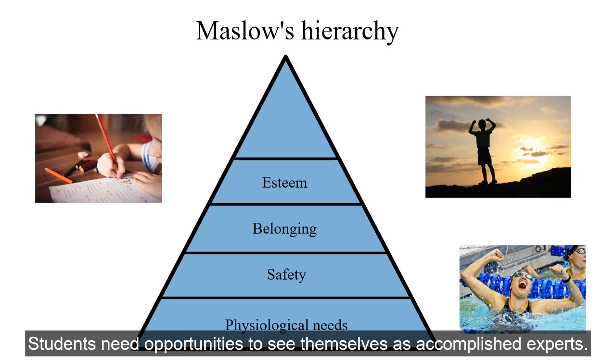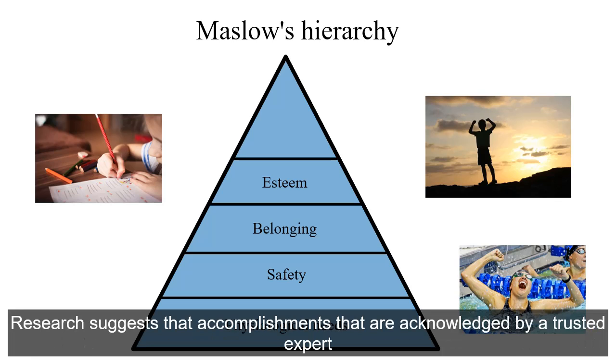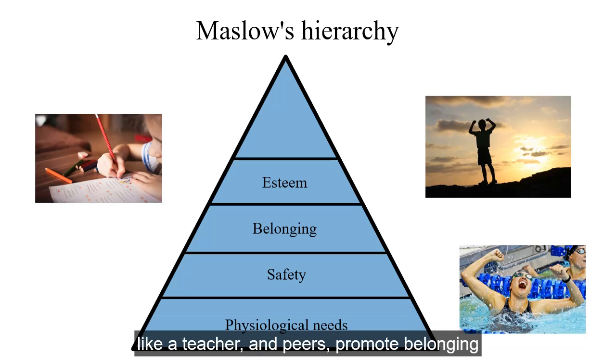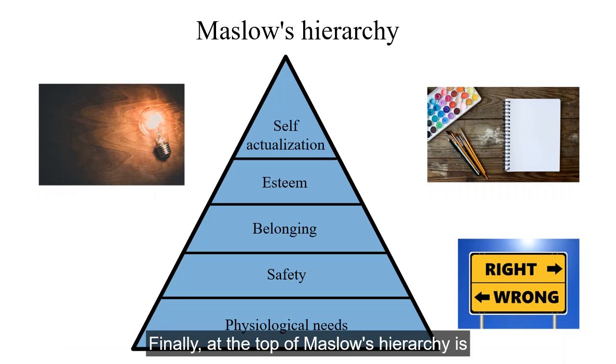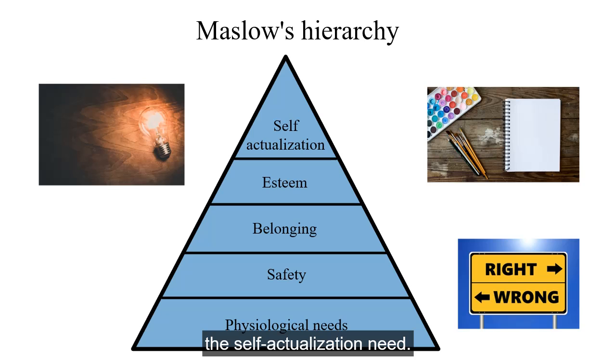Students need opportunities to see themselves as accomplished experts, and research suggests that accomplishments that are acknowledged by a trusted expert, like a teacher, and also peers promote belonging, further emphasizing the importance of the belonging and love need. Finally, at the top of Maslow's hierarchy is the self-actualization need.